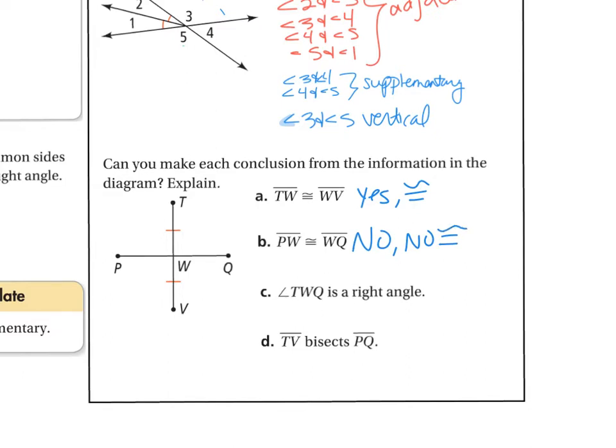TWQ is a right angle. It looks like it could be, but we don't know for sure, so no. There is not a right angle symbol.